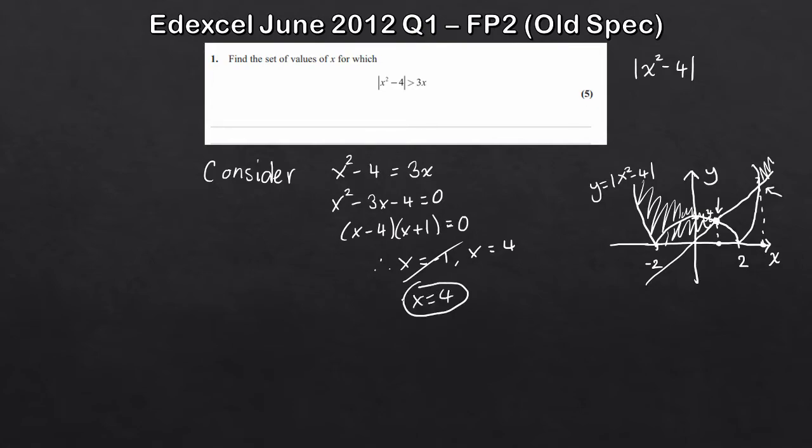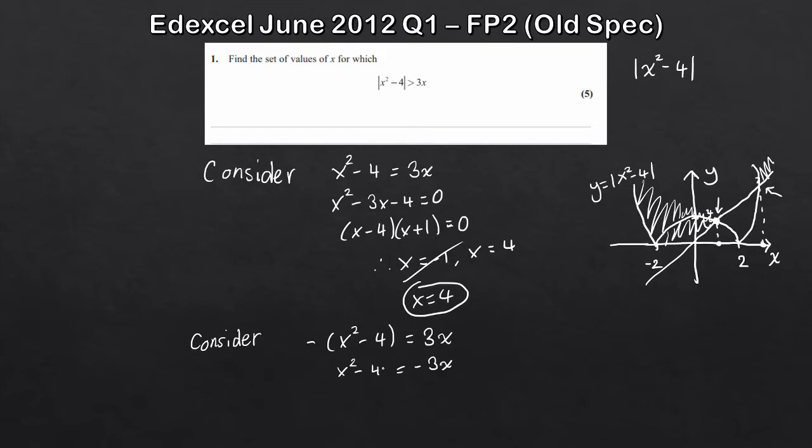And now consider the negative case. So consider, so it's going to be minus x squared minus 4 is equal to 3x. So we can easily get rid of this minus by dividing through by minus 1, for example. Or times it through by minus 1, doesn't matter which way you do it. So we get x squared minus 4 is equal to minus 3x. With enough practice, you can just go straight to this line here.